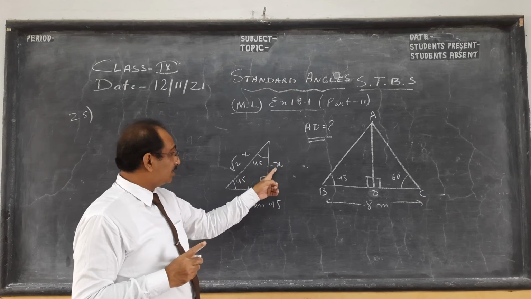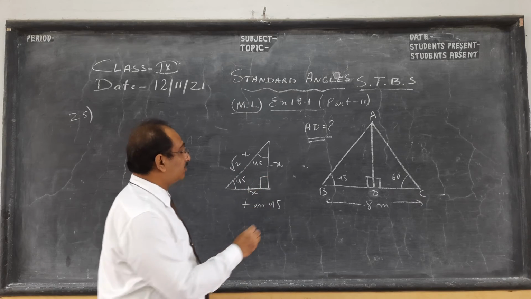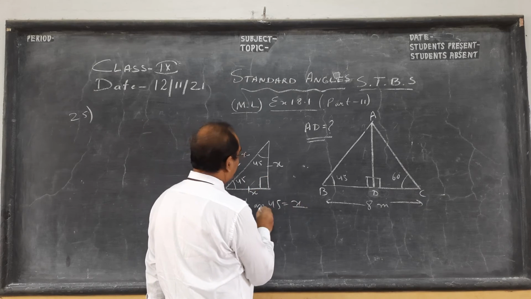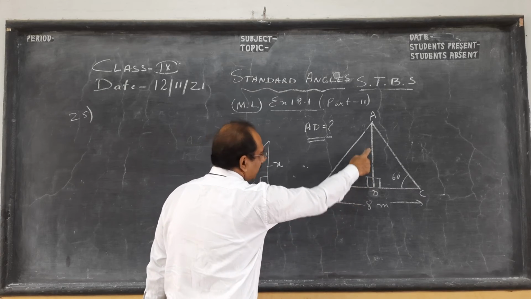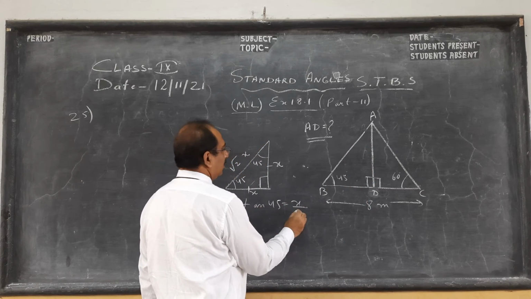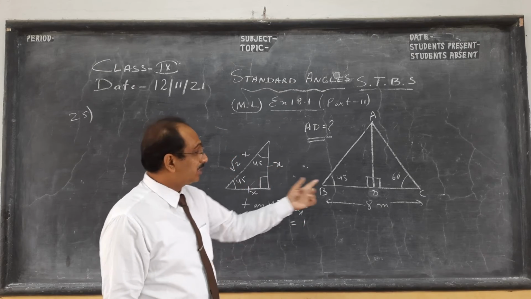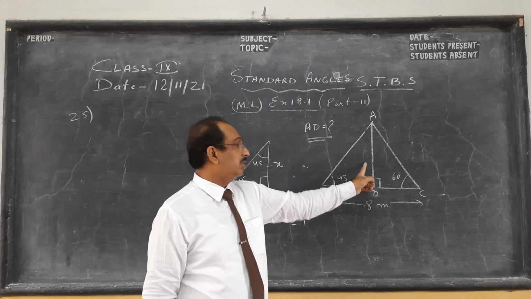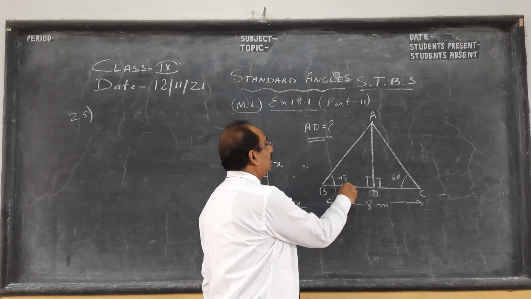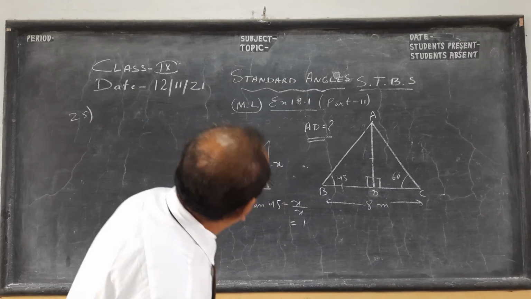So sine 45 is 1 by root 2, cos 45 is 1 by root 2, tan 45 is 1 by 1. So remember, whenever you find tan 45, children, perpendicular and base are equal, which means AD is equal to BD. Tan 45 is 1, so perpendicular and base are equal when this angle is 45, because this is also 45 and it becomes an isosceles right angle triangle, and these two become equal. You will understand more in class 10.